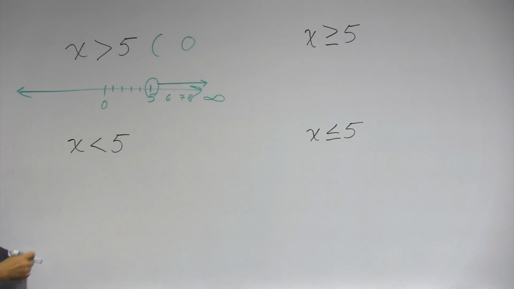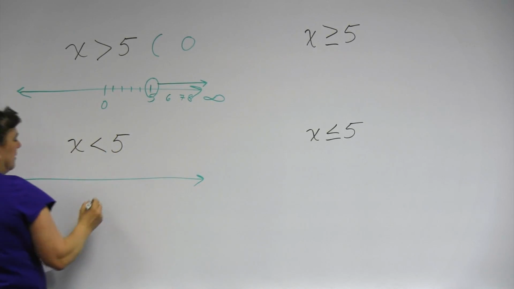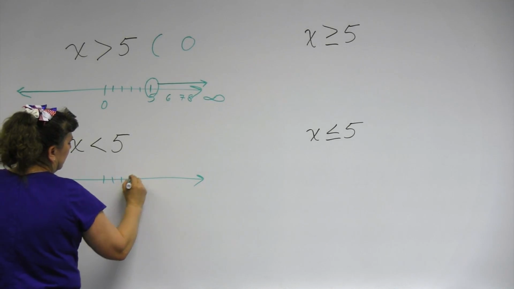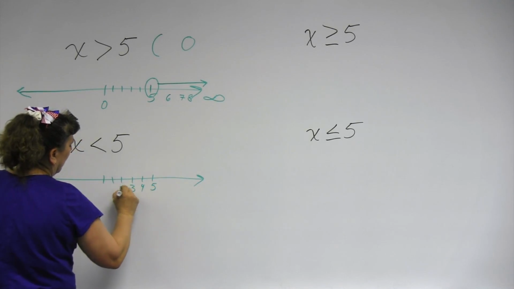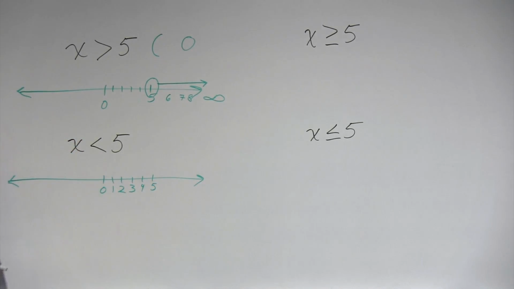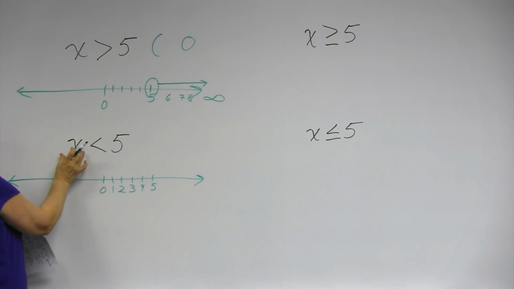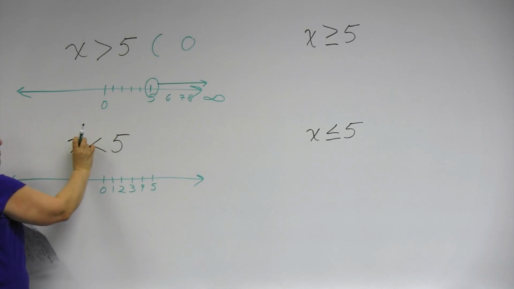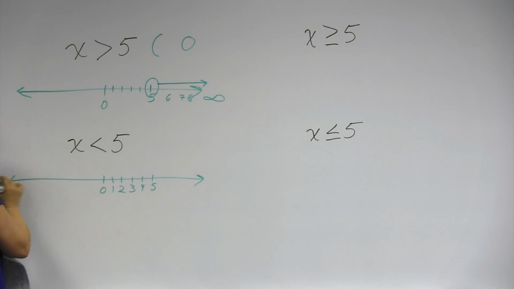So now let's look at this one. This one is x is less than 5. Again, you've got your 0. 1, 2, 3, 4, 5. There's my 5. Now, as we look at that one, it says that 5 is bigger, and my x, my unknown quantity, are numbers that are smaller than that 5. So 4, 3, 2, 1, 0, and so on, going all the way on and on and on into negative infinity are all part of the solution of this.